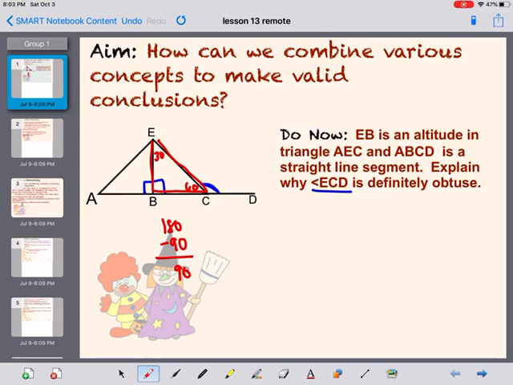The angle next to this angle ECB has to be a supplement because it has to make 180, since I have the straight line there. So that means this angle would be 120, which means it's obtuse. Even if I made this angle 89 degrees, this angle would still be obtuse. It'd be 91 because, again, it has to sum to 180. So no matter what, angle ECD will have to be obtuse. Hopefully you got that right.